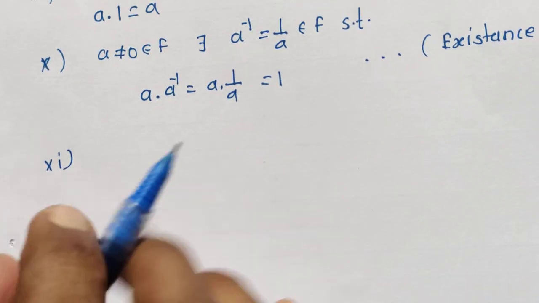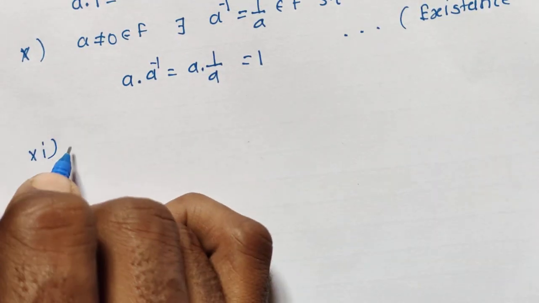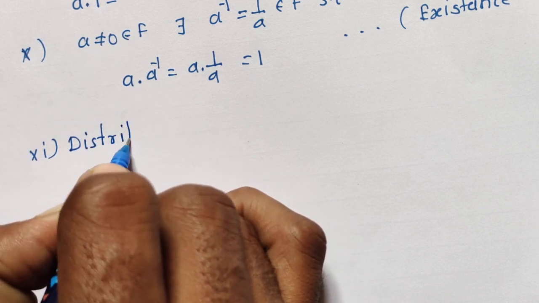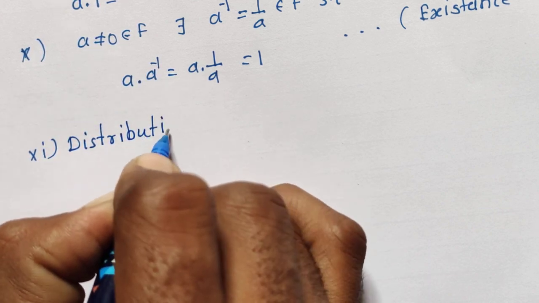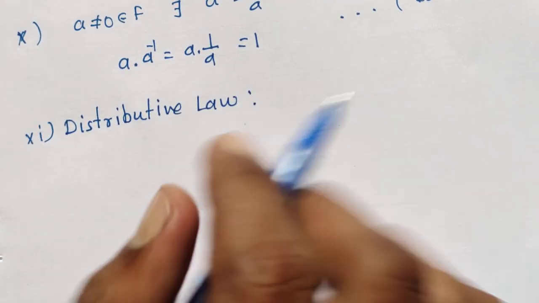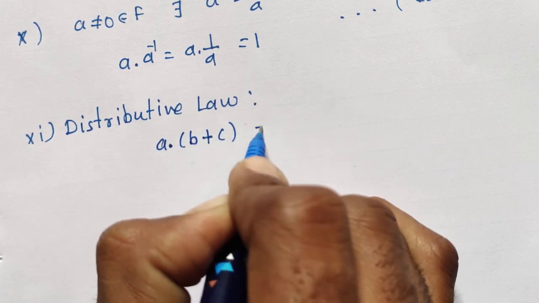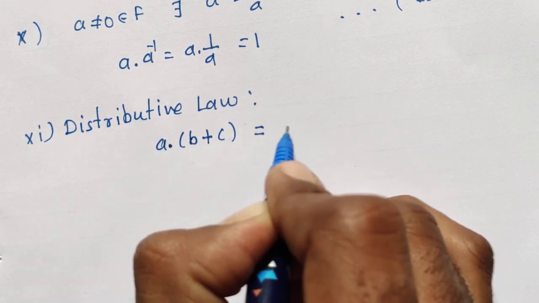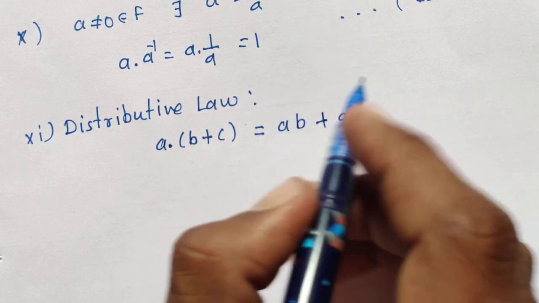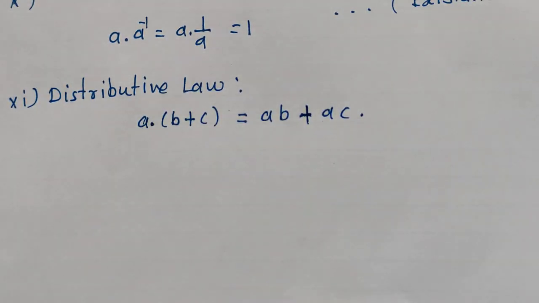And now we will see the last property, which is our distributive law. The 11th property, distributive law. That is, A into B plus C is equal to A into B plus A into C, AB plus AC. So this is the last property, which is the distributive law.